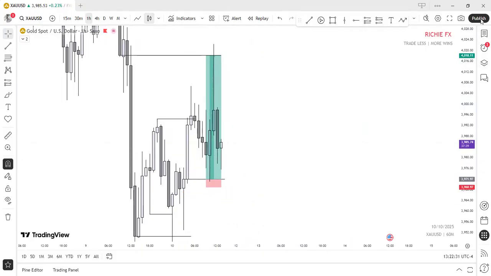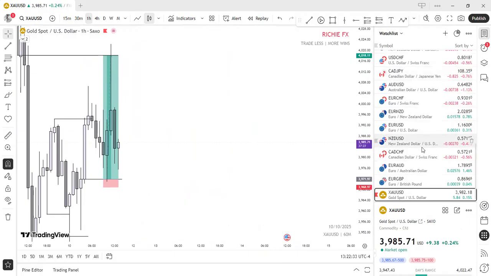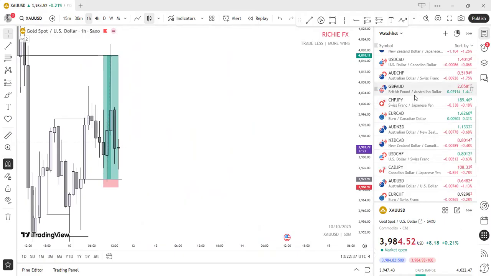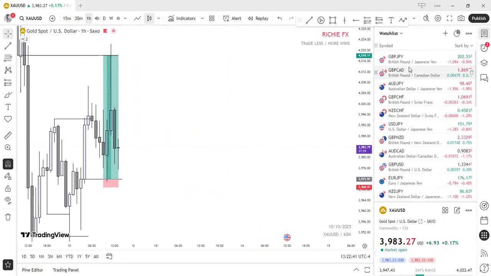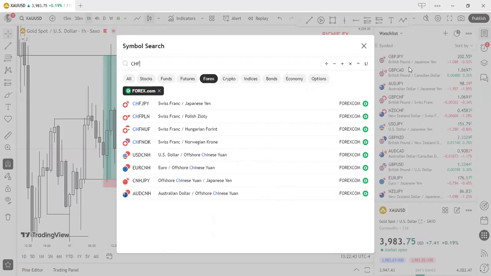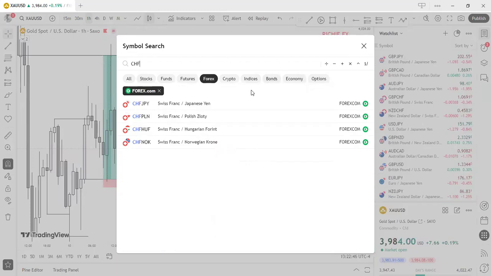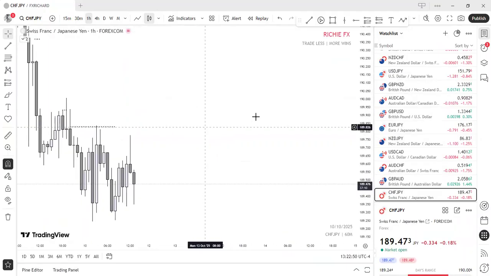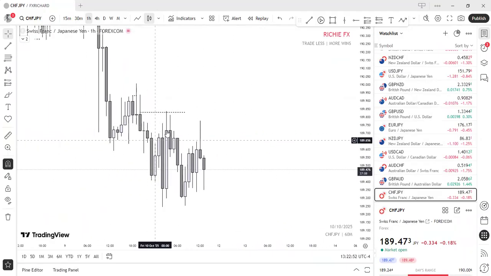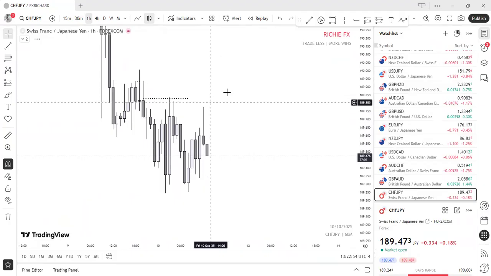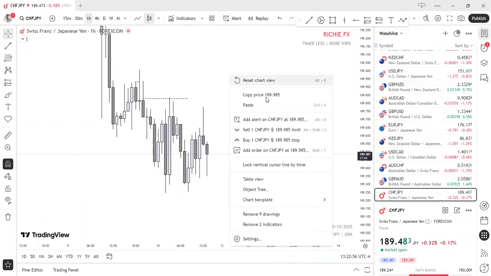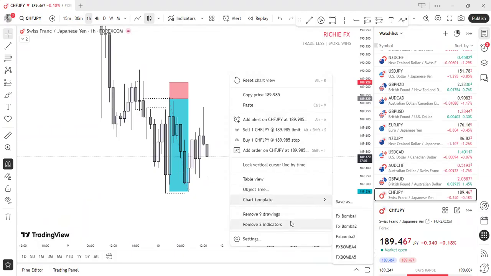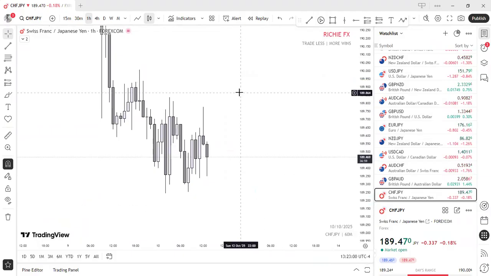And then I also had another trade on CHFJPY. Let me try to look for it here. Okay, let me search for it. It's here. Now, I had a trade from here. Okay, let me clear the chart. Remove everything on the chart.